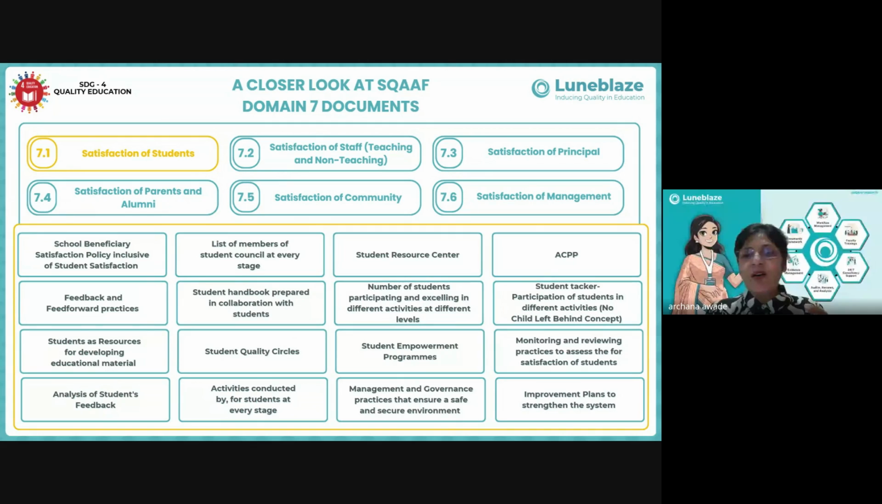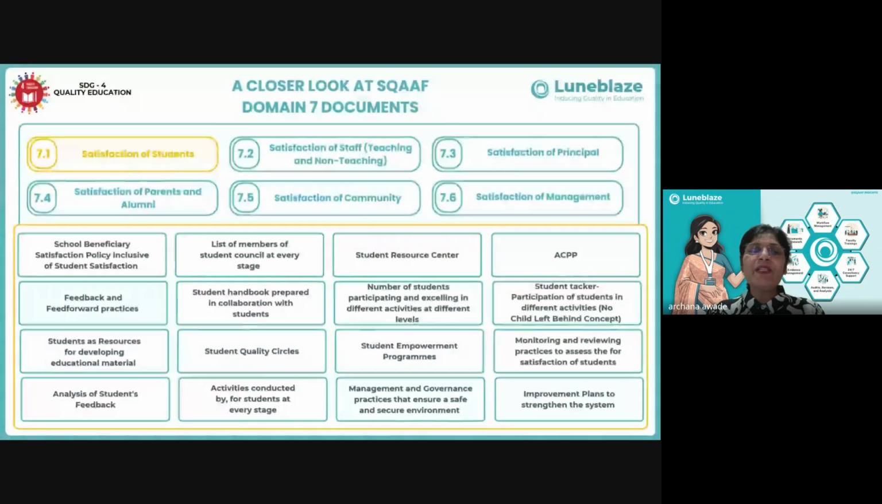So the idea of this domain is simple. A quality school isn't just about marks. It is about satisfaction across all these groups. So here are the examples of documents and practices the school should have to demonstrate satisfaction, especially for the students. Here, the documents which have to be maintained for the satisfaction of students are about 16. We'll just go into details about the documents which we have to maintain for this subdomain.